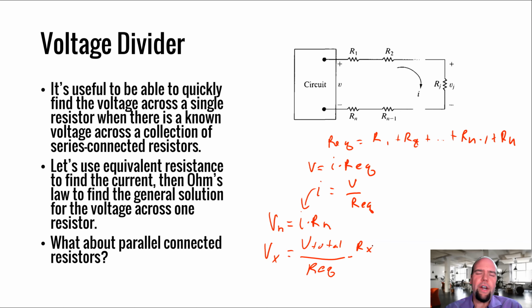This is the voltage divider formula. The voltage divider formula says, to find the voltage across one resistor, you take the total voltage across all of them, times the ratio of the resistance of that resistor divided by the total series resistance.